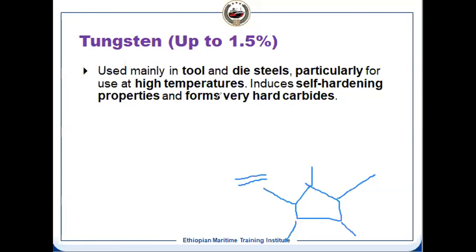It forms very hard carbide, because tungsten will combine with carbon and make a hard carbide. Whereas Fe can also make carbide, and we have seen it is hard, but this will be much harder than the carbide which is made of Fe.